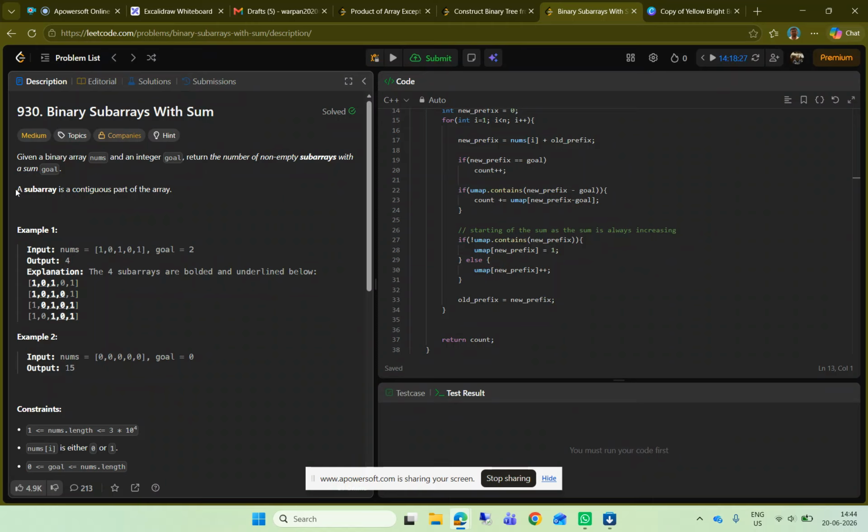Obviously, they have defined what a subarray is here. A subarray is a contiguous part of an array. But as I was saying, this is very similar to subarray sum equals k. And one thing I would say about this problem is that it is deceptively hard to solve. It actually is slightly more difficult than it seems to be.